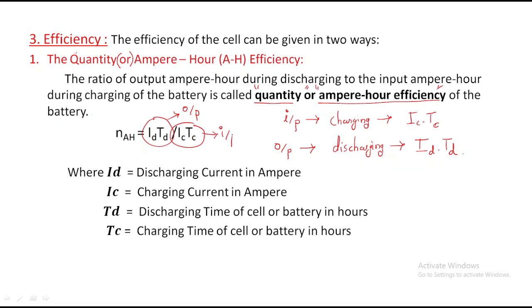Output by input is efficiency, but this is ampere hour efficiency. Another name is the quantity efficiency. Output is discharging capacity, input is charging capacity. Here ID is the discharging current in amperes, IC is the charging current in amperes, TD is the discharging time of the cell or battery, and TC is the charging time of the cell or battery in hours. This is one efficiency, the ampere hour efficiency.